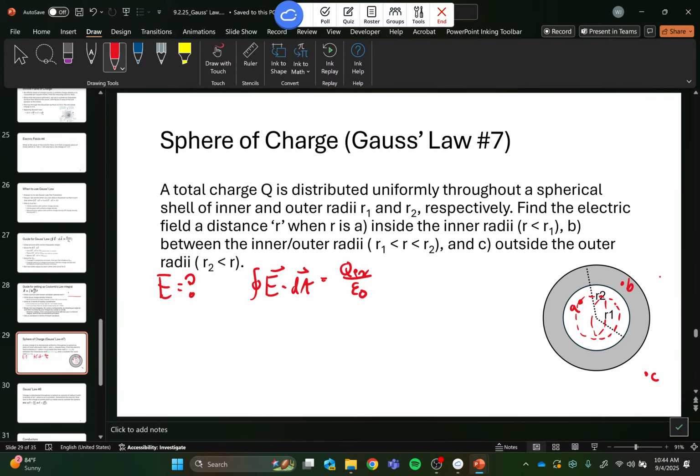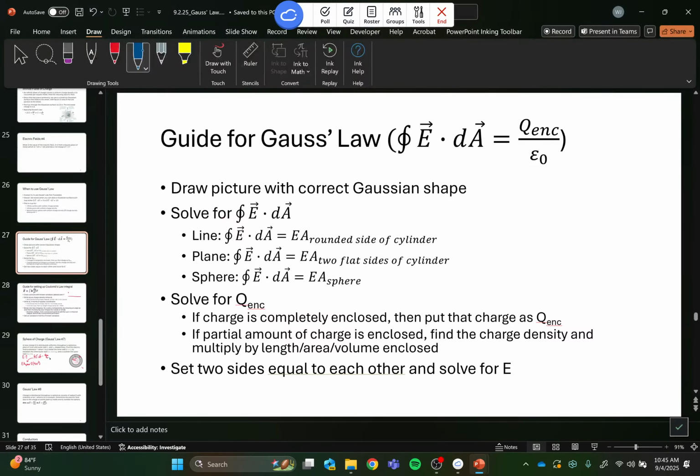Q enclosed over epsilon naught. I'm going to let you all think about that. Remember, there were 2 steps for finding this. The first was, if you know how much charge is enclosed, put how much charge is enclosed. If you can look at the picture and figure it out, great. If you can't, you're going to need to find the charge density inside of it and go from there. So think about it for a second. See if y'all can figure out the charge enclosed in this. Figure out whether or not you're going to need to find the charge density.